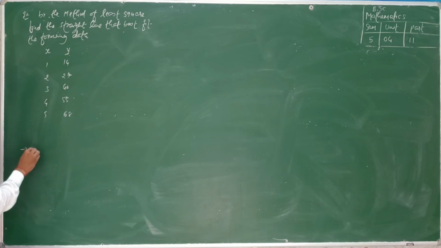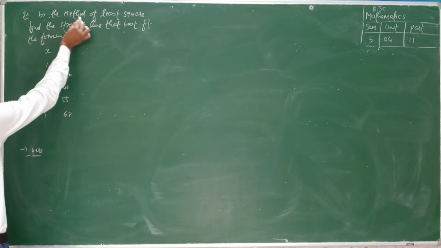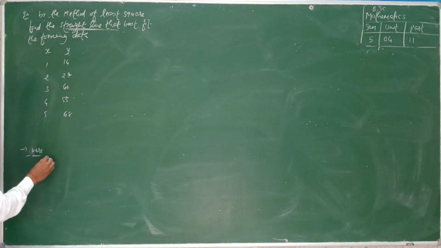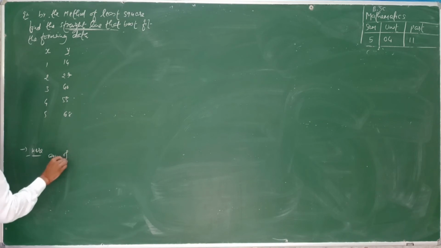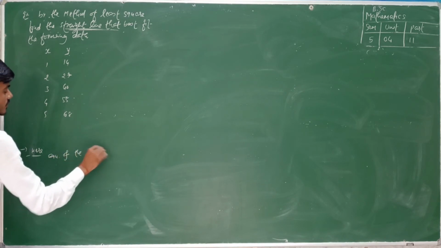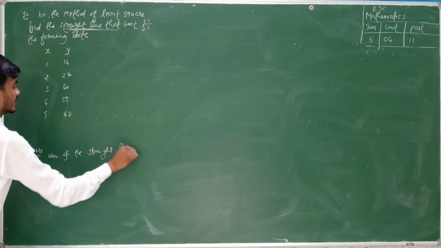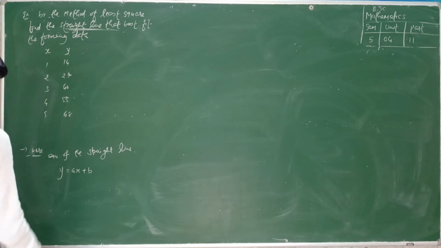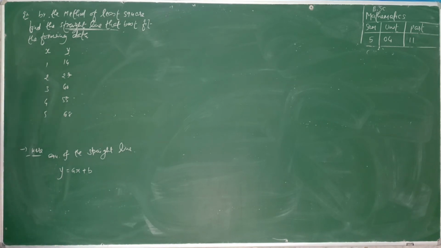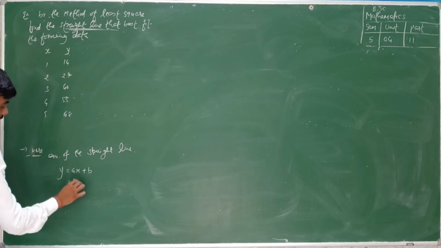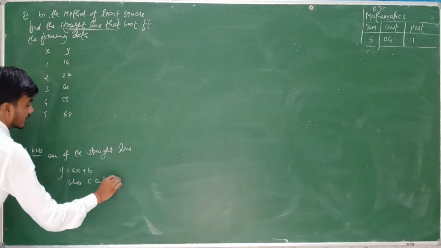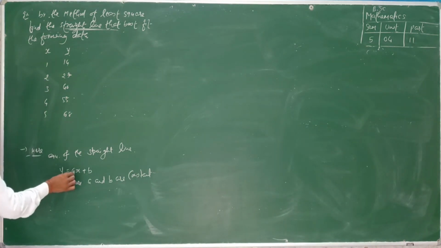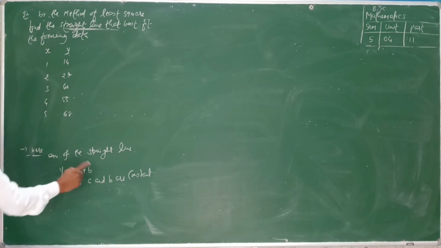Here, by using the method of least squares, find the best-fit straight line. Let the equation of this straight line be y equals ax plus b, where a and b are constants. So what are the values of the arbitrary constants a and b? We find the values of a and b.